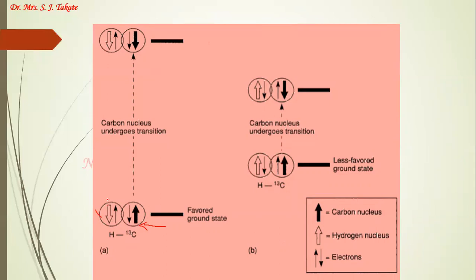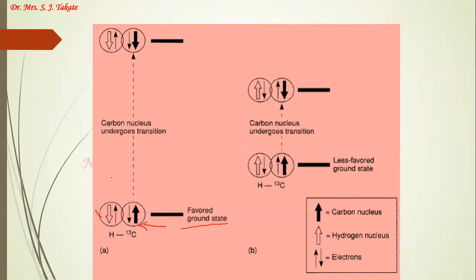Let us say in this case, the proton is projecting in a downward direction. That is, its spin, its magnetic moment is in a downward direction. The electron which is close to the proton is having its spin in an upward direction. Obviously, the electron changes its spin, and now the nuclear spins and electronic spins are all paired. That is, all of them are opposite to one another. As a result, this will be a favorable situation, or we call it a favored ground state.